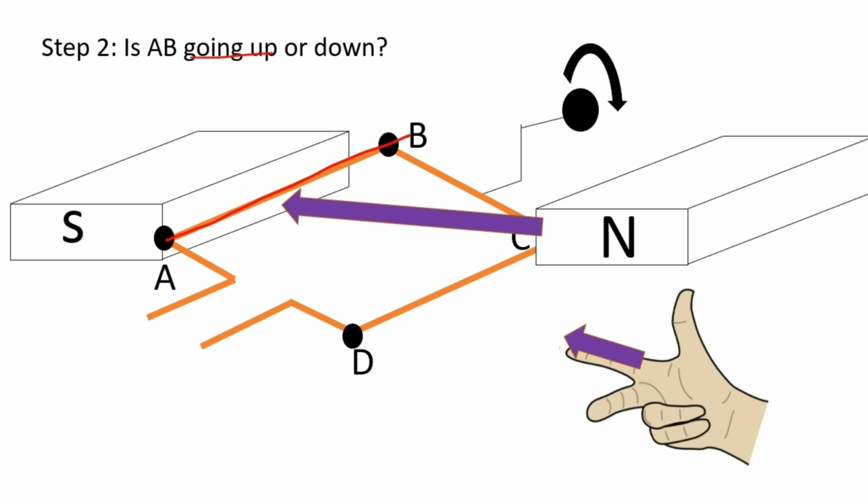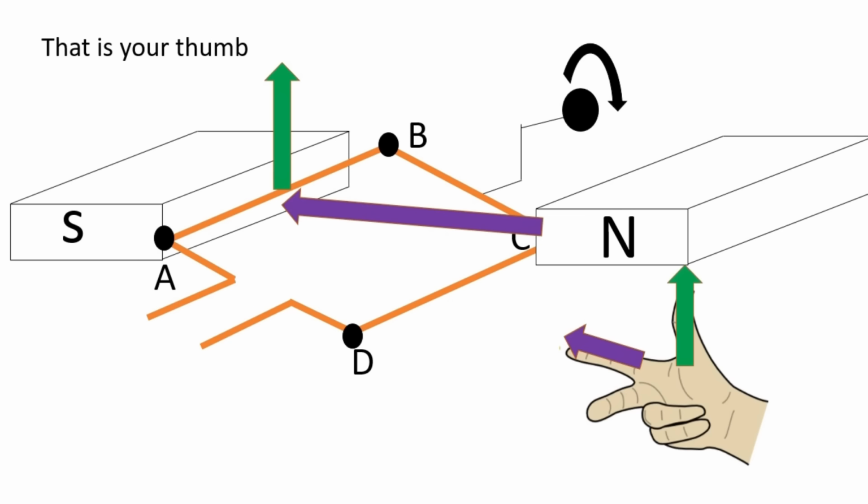So is AB going up or down? The way that you work that out is you look at this direction over here. You look at this rotation, okay? You see it's going that way. Sometimes it's going to go that way. But because we're going this way, that means AB is about to go up and DC is about to go down if it keeps rotating, right? So AB is about to go up. So that means your thumb must point up. Okay, so your thumb is going to point up like that.